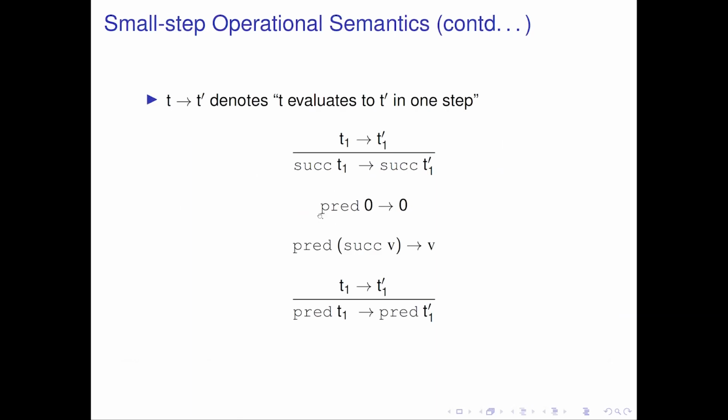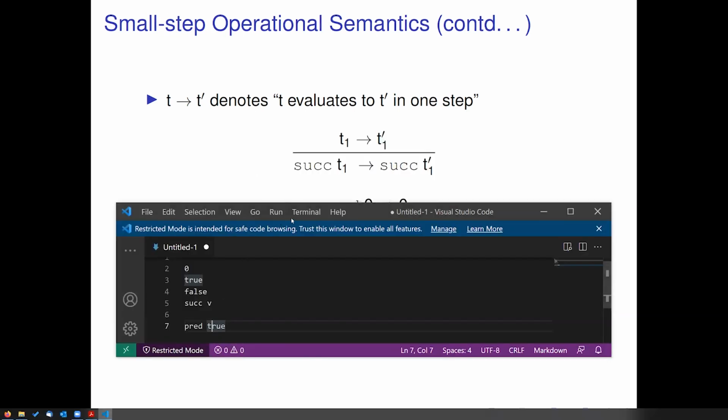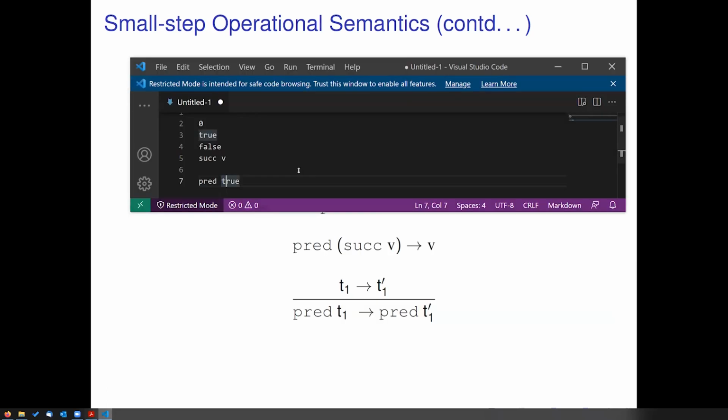So pred either applies to pred 0, or it applies to something which is a successor, or it applies to a term which can be evaluated in one step. Okay, now in this case, true is neither 0, true is not successor of v, and true is not something which can take one step. So I am stuck. If my program somehow reaches this state, then I am stuck.